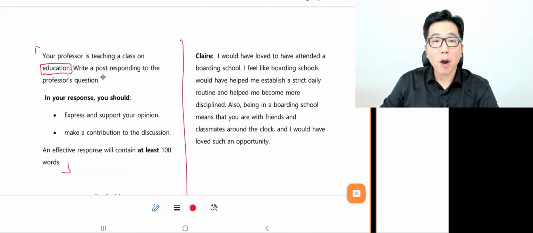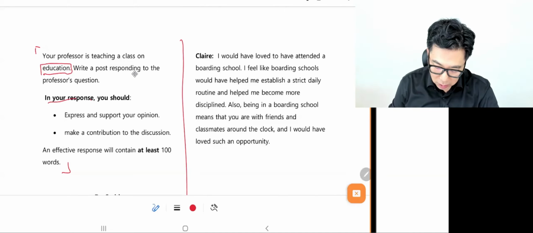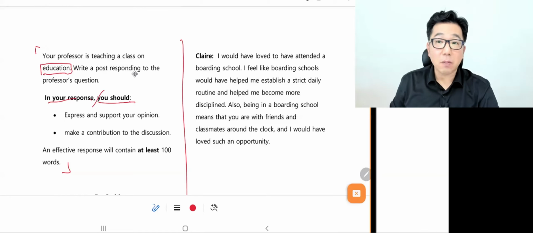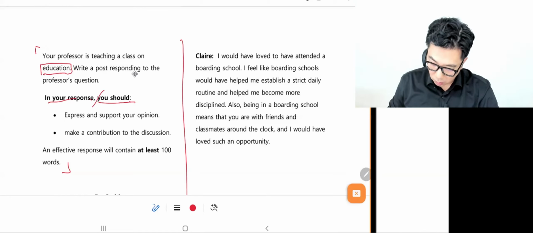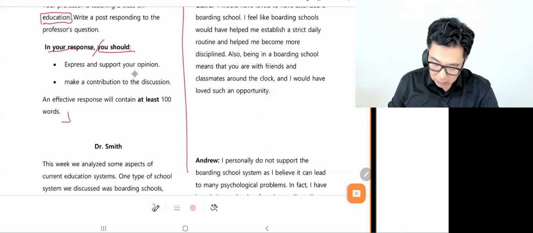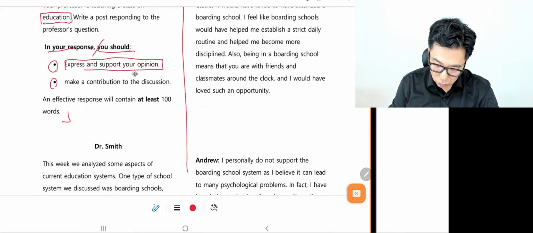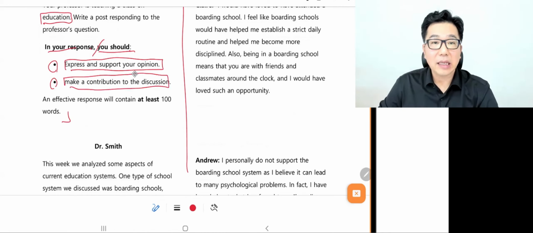All right. So write a post, do the writing, responding to the professor's question. So the professor will give you a question and you answer it by writing. In your response, you should... This is our mission to get the perfect score. We need to satisfy these two criteria to complete this task well and get the score we want, ideally a perfect score, right?